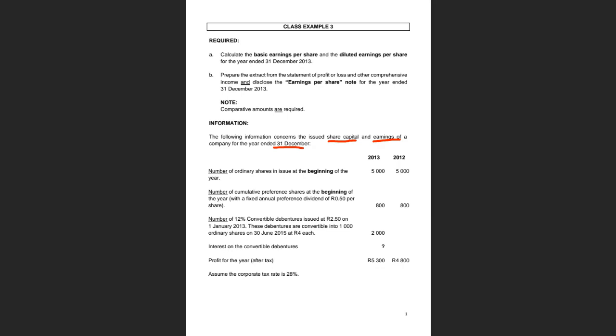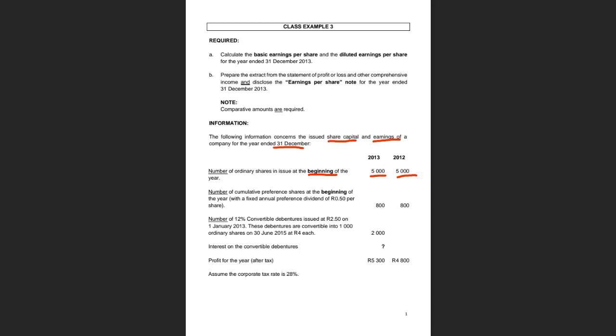So it says the number of ordinary shares at the beginning of the year. So if it's telling us at the beginning of the year, it's actually indicating the opening balance. Now we can see the opening balance in 2013 is 5,000 shares, as well as the opening balance in 2012 is 5,000 shares, which means that there hasn't been a movement or an issue, either for value or no value shares in ordinary shares. So what that means is that our basic earnings per share is going to be very easy to calculate. We expected that because this question is actually a question that relates to diluted earnings per share.